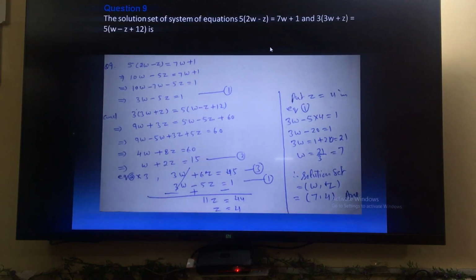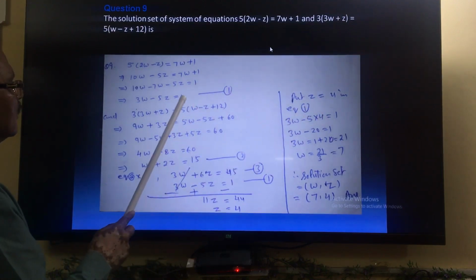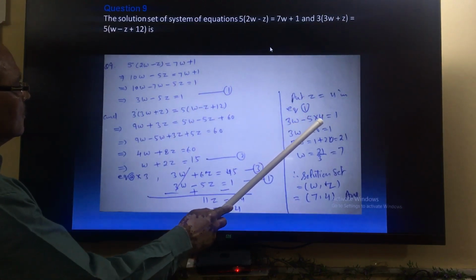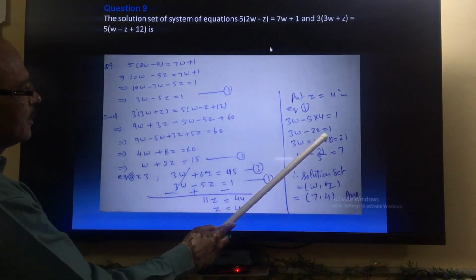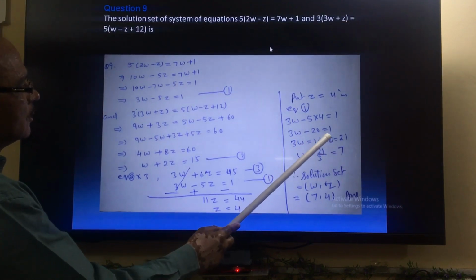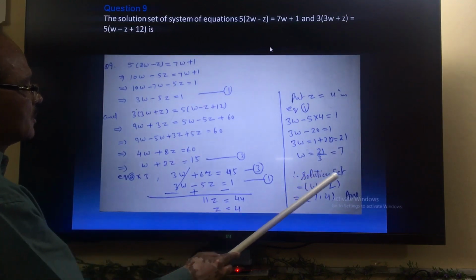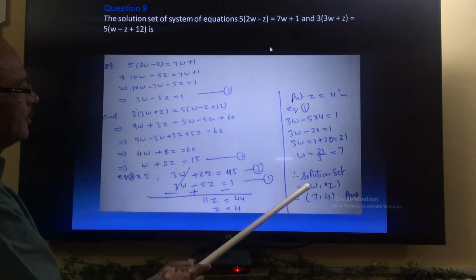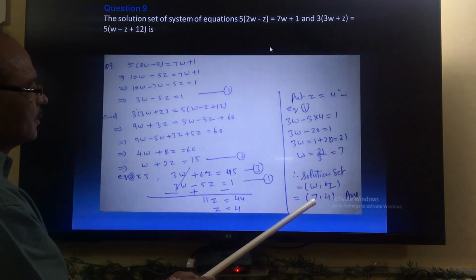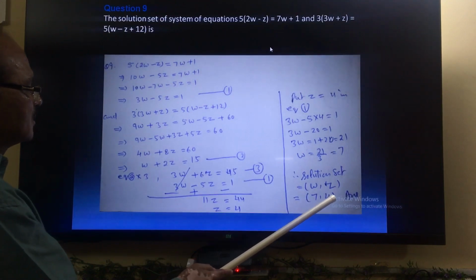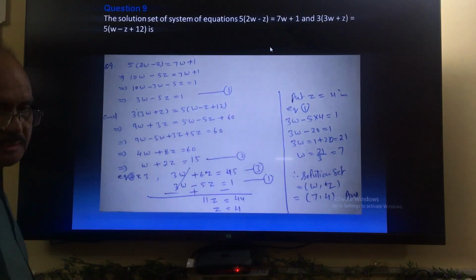So we got the value of z, and after getting z is equal to 4, we will put this in equation number 1. So 3w minus 5 into 4 is equal to 1. So 3w minus 20 is equal to 1. So 3w is equal to 1 plus 20, 21. So w is equal to 21 upon 3, that is 7. So the solution set will be, the first letter is w, so (w, z). In place of x it is w, in place of y it is z. So w is 7, z is 4. So this is the solution set for these two equations.